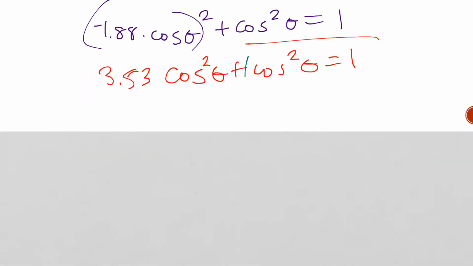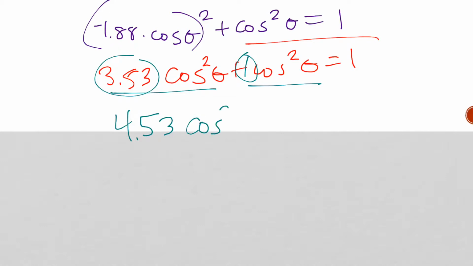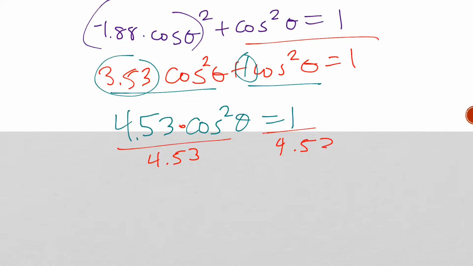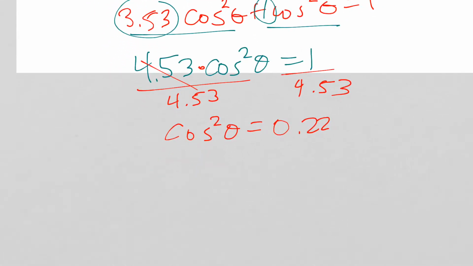This cosine squared theta has an invisible 1. So now these two are like terms. They both have cosine squared theta. So I'm going to add the coefficients: 1 plus 3.53 is 4.53. Cosine squared theta equals 1. I want to solve for cosine squared theta, so I need to do the opposite of multiplication, which is division. Cosine squared theta is equal to 1 divided by 4.53, which will give me 0.22.